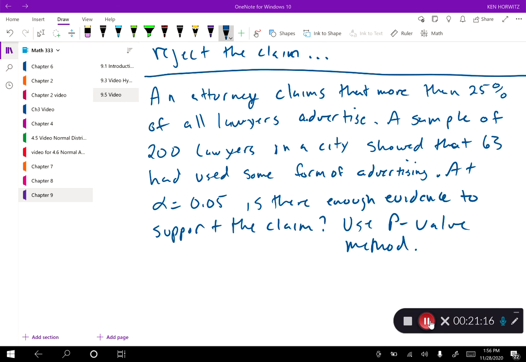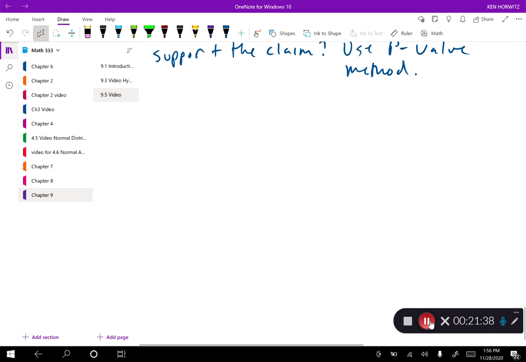All right, an attorney claims that more than 25% of all lawyers advertise. A sample of 200 lawyers in a city showed that 63 had used some form of advertising. At alpha equals 0.05, is there enough evidence to support the claim? And we are going to use the p-value method here just for a little extra practice. Realistically, you probably could use the traditional or the p-value method, but we're going to use the p-value method.